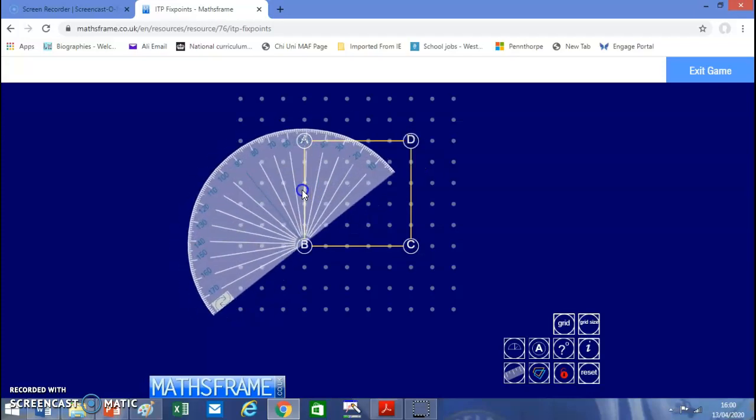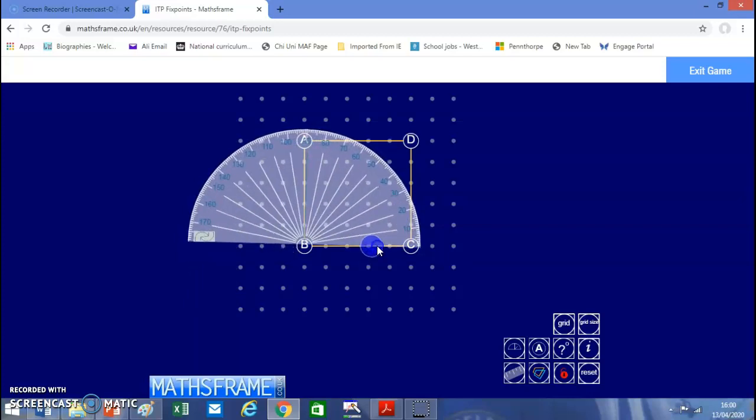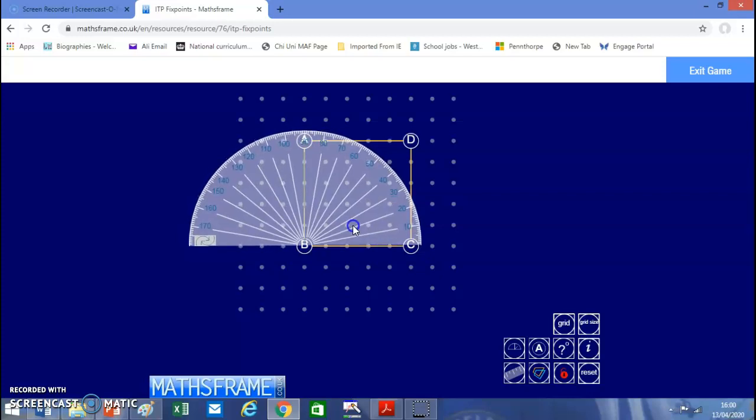So I'm just going to look at B again. I could look at D or A, and I'll show you how we could measure those in a second. So we're just going to check that this is a 90-degree angle. Oh, that's not quite on the line. Yep, so here we go. This is a right angle.